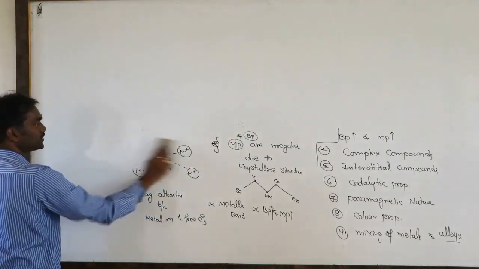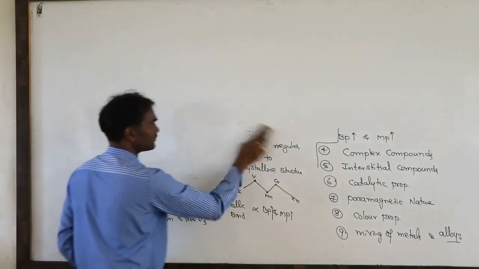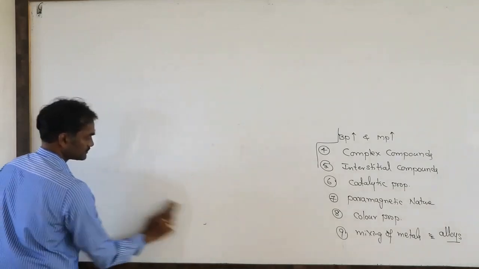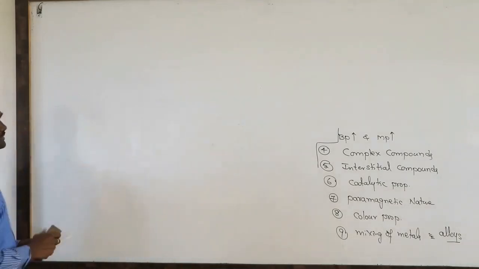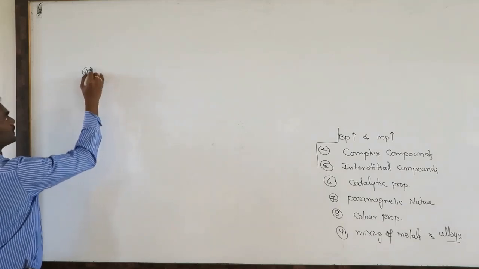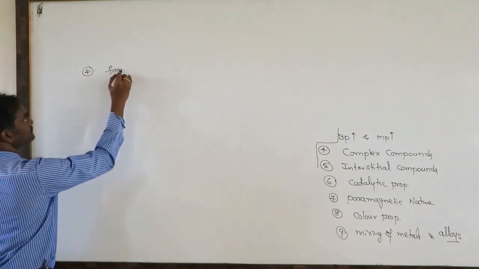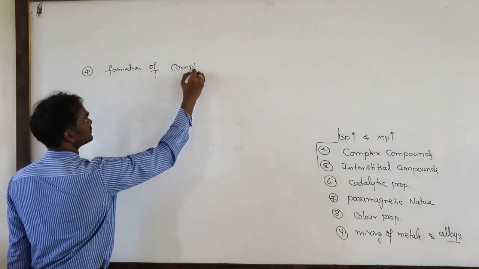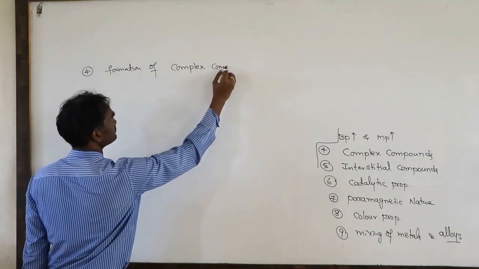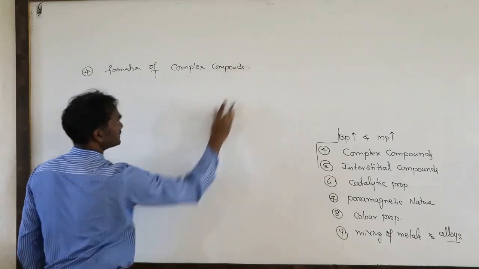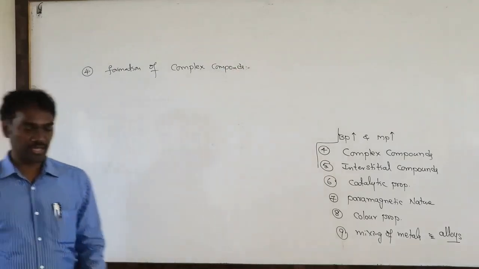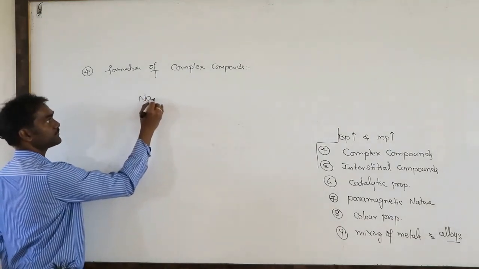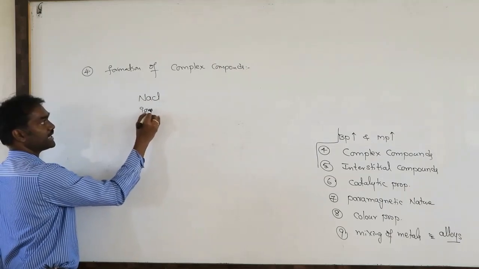Fourth one: formation of complex compounds. These complex compounds are also similar to our ionic compounds. Suppose you take NaCl. NaCl is an ionic compound.